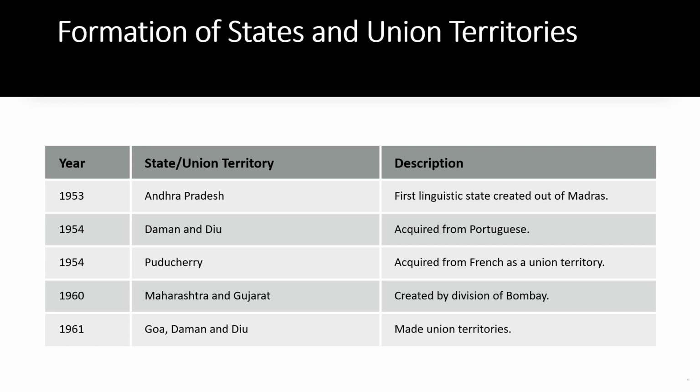Year, State, Union Territory, Description. 1953, Andhra Pradesh: first linguistic state created out of Madras. 1954, Daman and Diu: acquired from Portuguese. 1954, Puducherry: acquired from French as a union territory. 1960, Maharashtra and Gujarat: created by division of Bombay. 1961, Goa, Daman and Diu: made union territories.